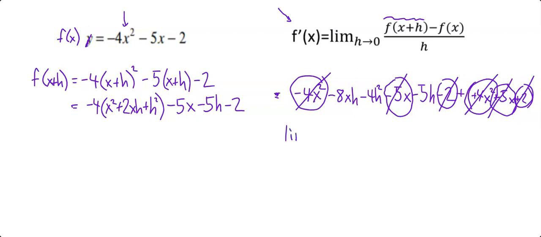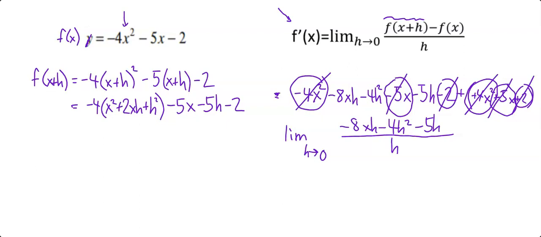And I'm just going to go ahead and write the whole thing out. The limit as h goes to 0 of negative 8xh minus 4h squared minus 5h, and that's all over h. Now I can't evaluate this right now the way it is because I've got h in the denominator, and that would give me a 0 denominator, which is undefined.